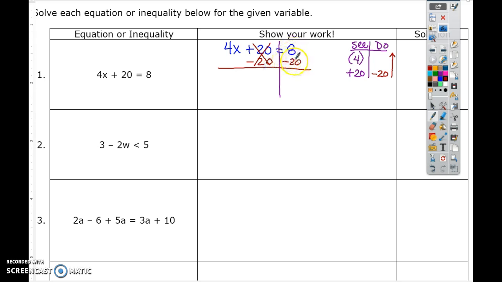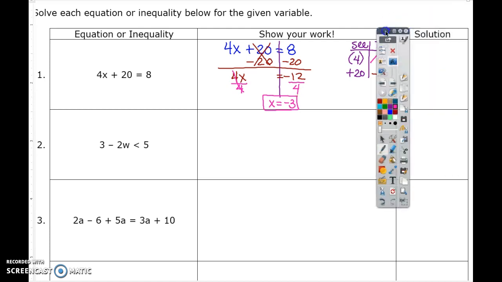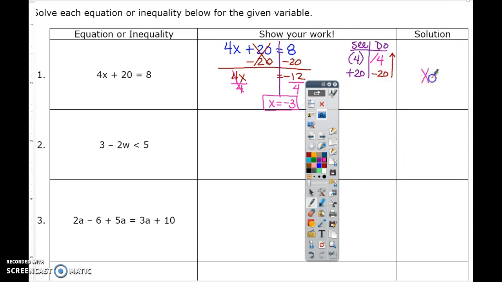8 minus 20. Put it in the calculator. Gives you negative 12. And bring everything else down. Okay, the opposite of multiplication is division, so I'm going to divide by 4. Divide by 4 on both sides so that the 4 can cancel. X equals negative 3. So this is easy stuff that we've done since September and October, okay? And we're practicing it again because we know that it's going to be on the STAAR.